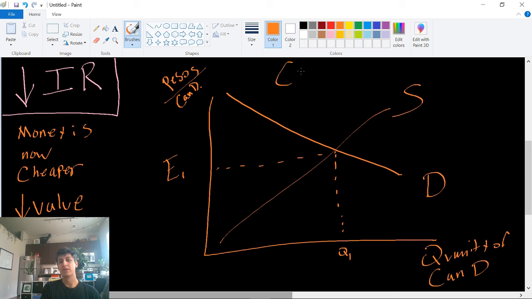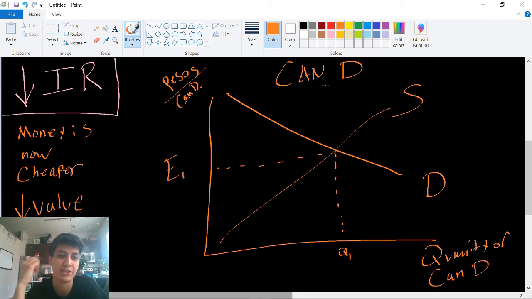So money is now cheaper, which means the value of the Canadian dollars, right? It's important to remember that this graph is about Canadian dollars. Even though we're comparing it to pesos, what we are showing is the Canadian dollars. Our value has gone down. So if the value of Canadian dollars goes down, what's going to happen to this exchange rate? Well, let's make up a scenario. If we had one candy, that might have got us 0.8 pesos.